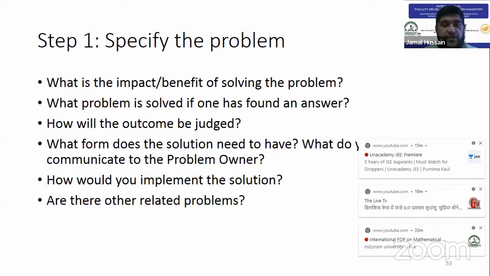What is the impact, benefit of solving the problem? What problem is solved if one has found an answer? How will the outcome be charged? What form does the solution need to have? What do you communicate to the problem owner? How would you implement the solution? Are there other related problems?